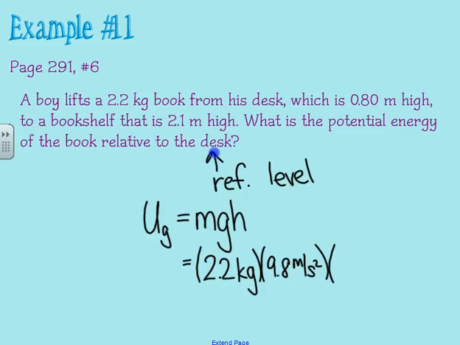Height is always the distance above or below the reference level. The reference level is the desk, which we know is 0.8 meters high. The bookshelf is 2.1 meters high. That's the height above the floor, not above the desk. So we need to calculate h, the height above the desk. To do that, we'll take 2.1 minus 0.8 to get a height of 1.3 meters. 2.2 times 9.8 times 1.3 gives us a potential energy of 28.03 joules.